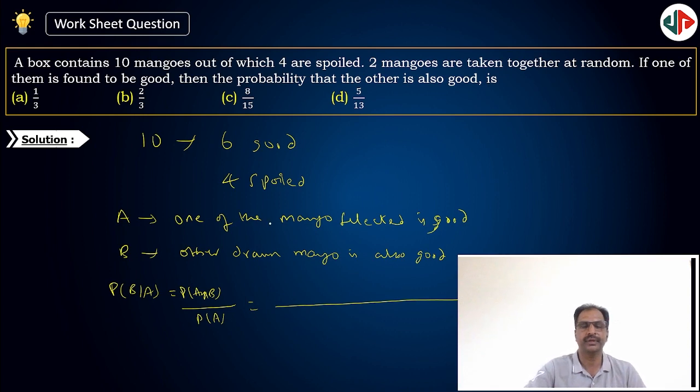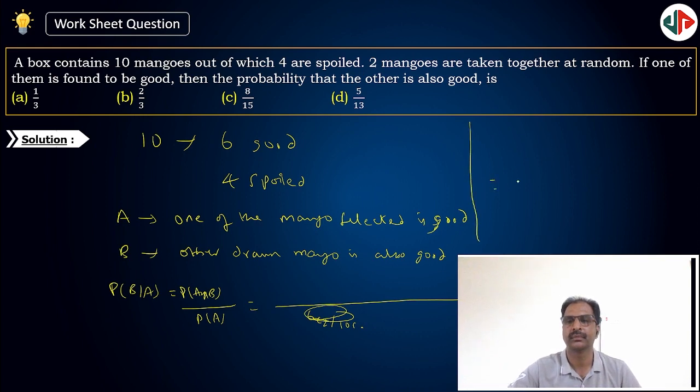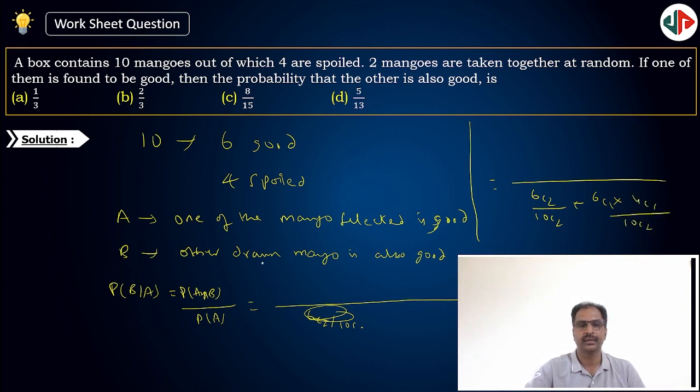What is the meaning of P of A? One of the selected mango is good means the other may be either a spoiled one or good one. Both are good means 6C2 by 10C2, or one is good, other is bad, spoiled one means 6C1 into 4C1 by 10C2.